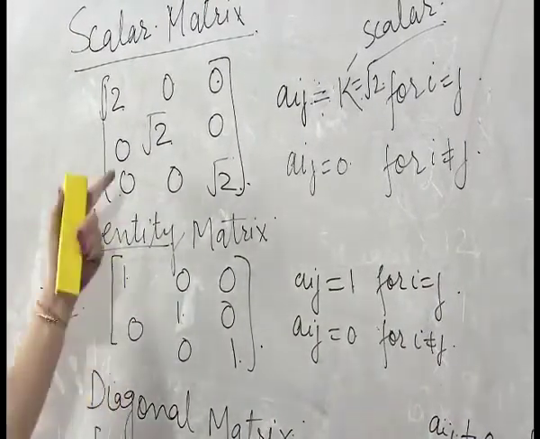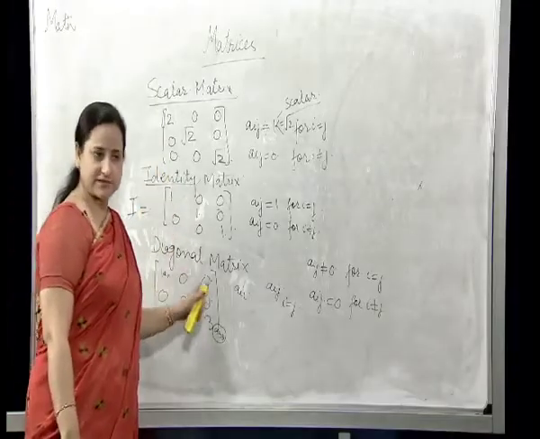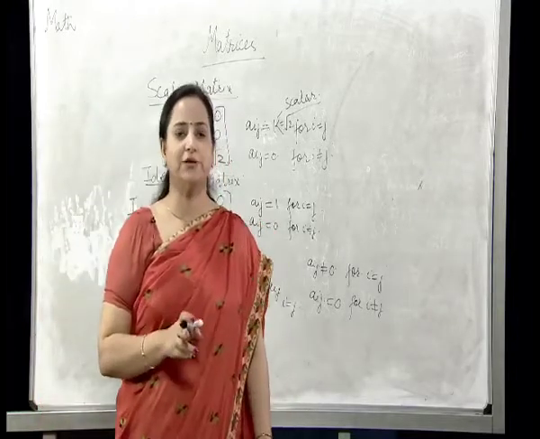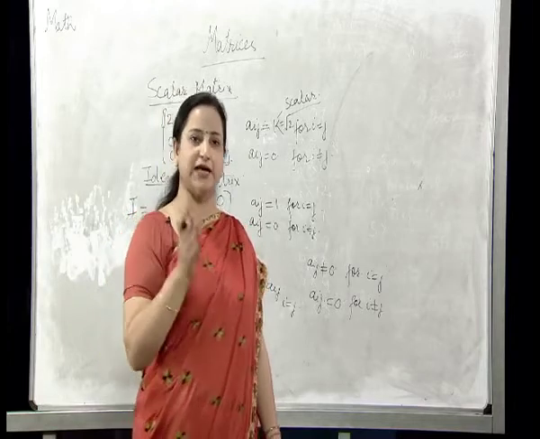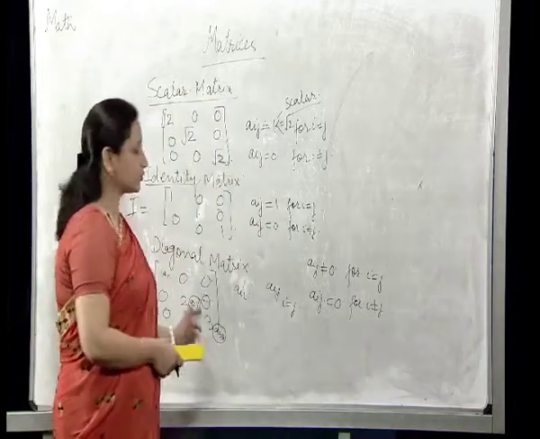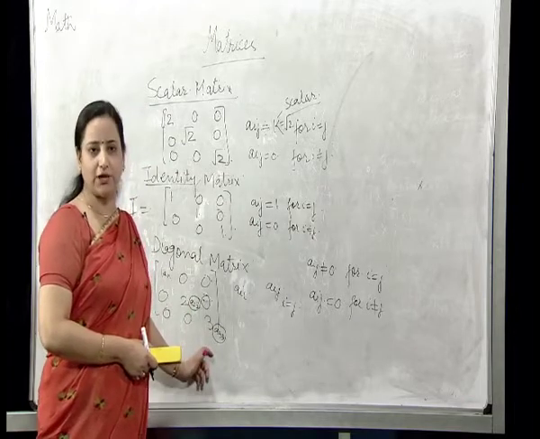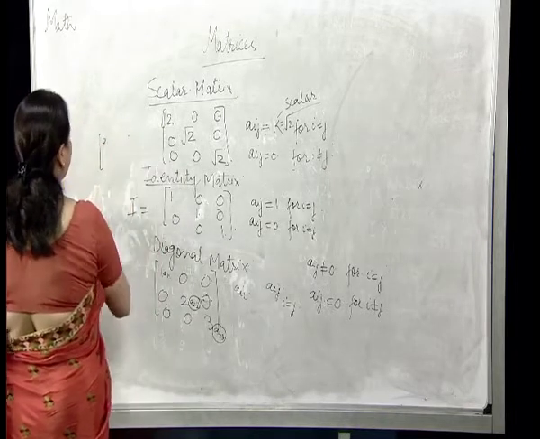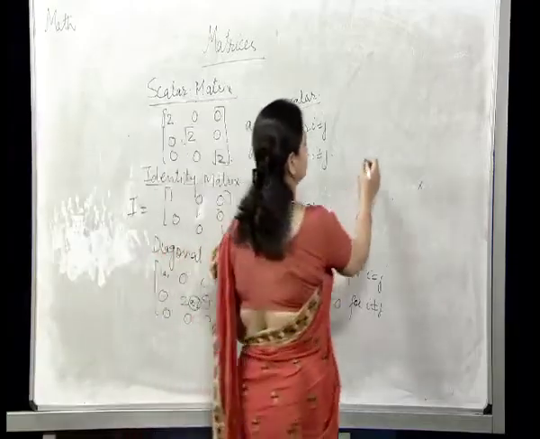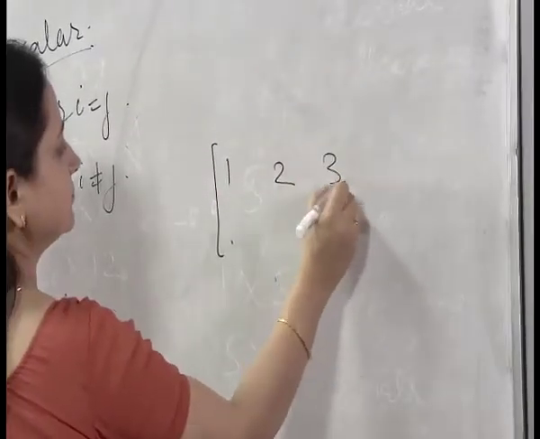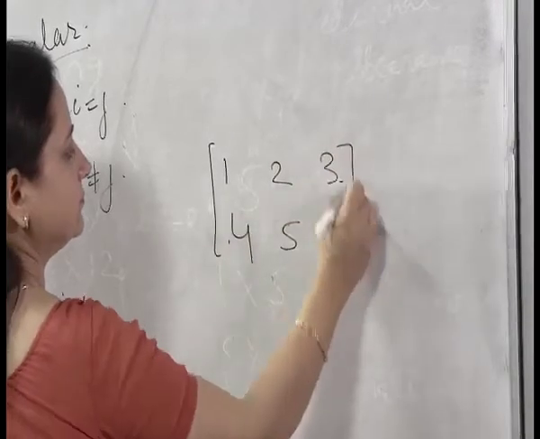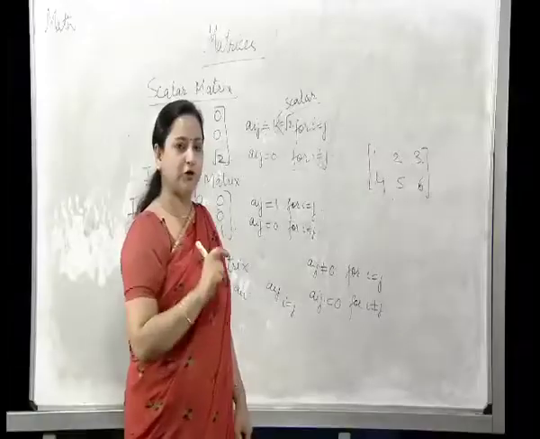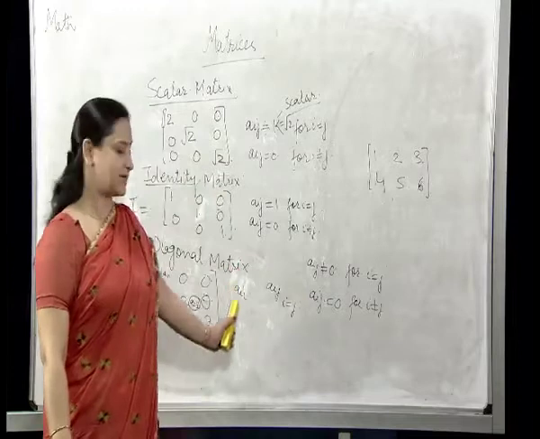Now you can see the order of all the 3 matrices is the same. This is 3. So the first thing for the diagonal matrix is that it has to be a square matrix. The diagonal matrix and scalar matrix, because diagonals you can find in square matrices only. If I write a matrix of order 2 by 3, you cannot have a diagonal here. So that is why the first condition for the diagonal matrix is that it is a square matrix.